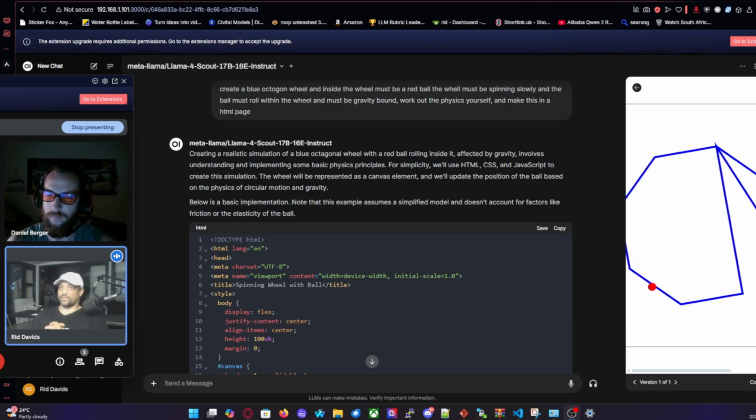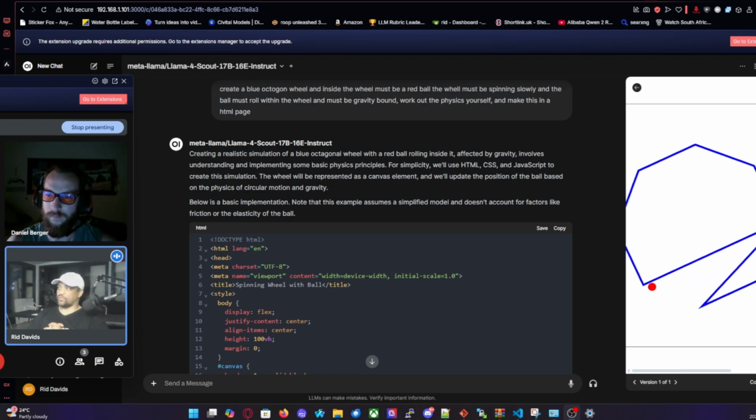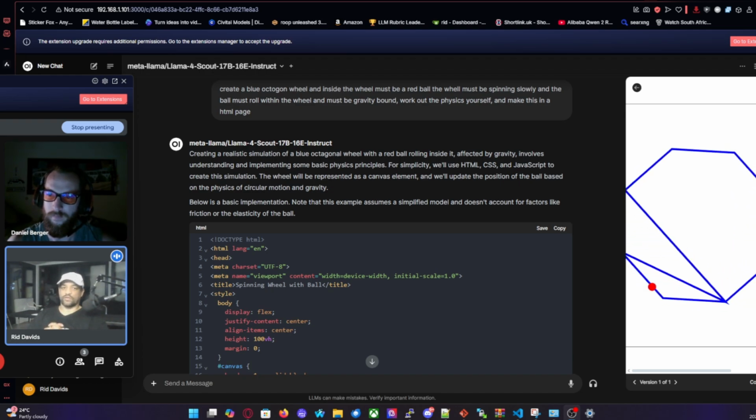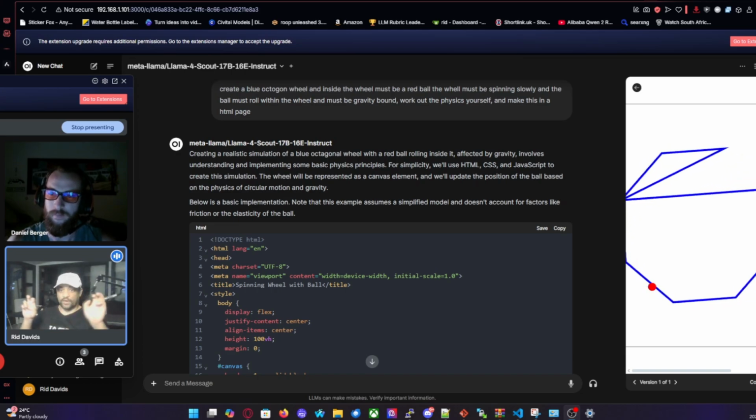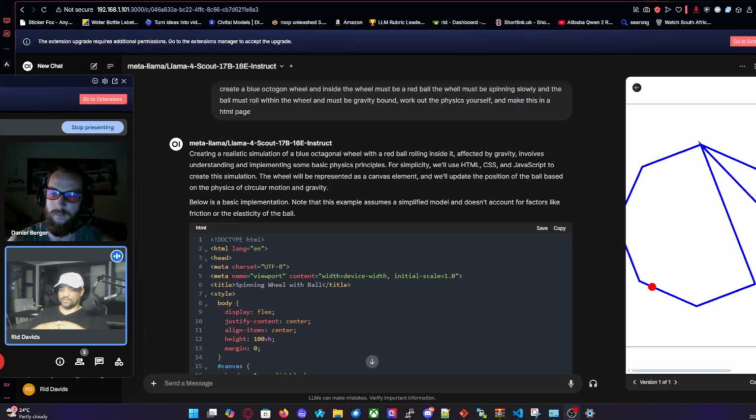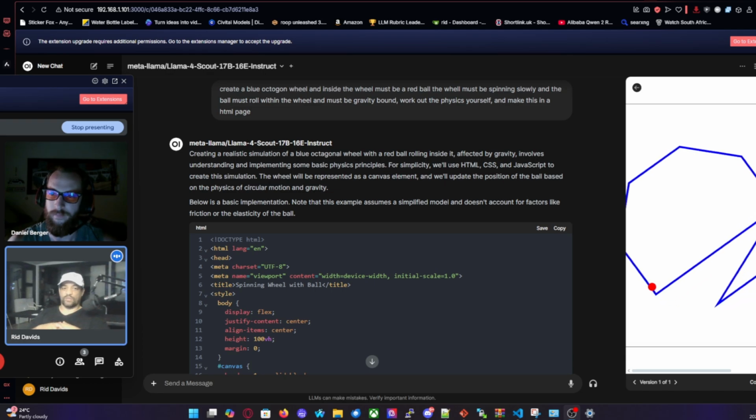You can't run this on two RTX 5090s. You still don't have enough VRAM. So this whole thing about it's 109 billion parameters, it's consumer grade, they're talking absolute BS.